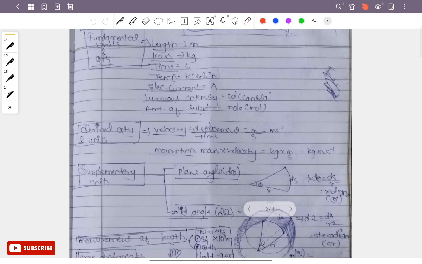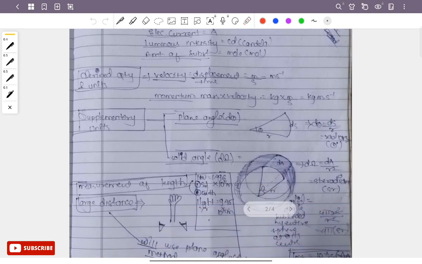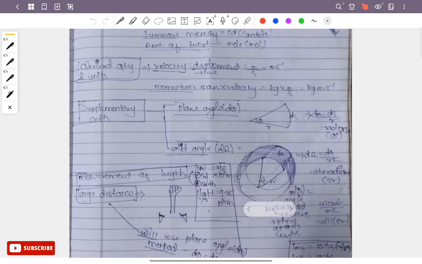We measure angle in degrees. So from radians we can convert it into degrees and we can get the angle which is theta. The next one is the solid angle, which is this. So I'm gonna scroll it up. Okay. Next one is the solid angle.